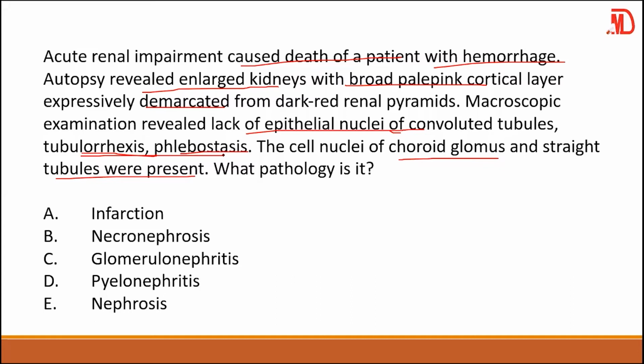So as a result, it's undergoing necrosis. And that can also be expressed over here. There's a dark red renal pyramid, dark color. Usually necrosis comes with dark color and things like that, isn't it? So over here we're looking at acute tubular necrosis, convoluted tubules, tubulorrhexis, phlebostasis. All of these are things that we have with acute tubular necrosis. And this is also called necronephrosis. Now, infarction is more used when it has to do with a problem with the heart. So myocardial infarction, meaning there's necrosis. So over here, we're looking at necronephrosis. All right.